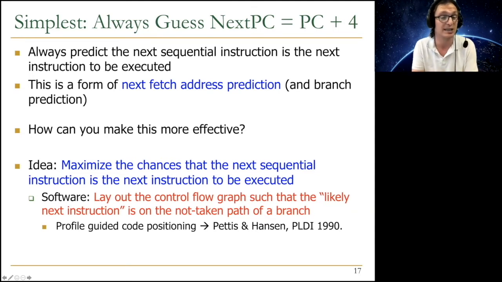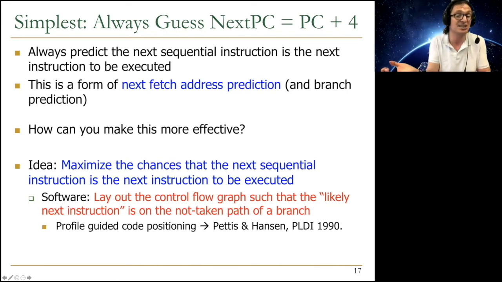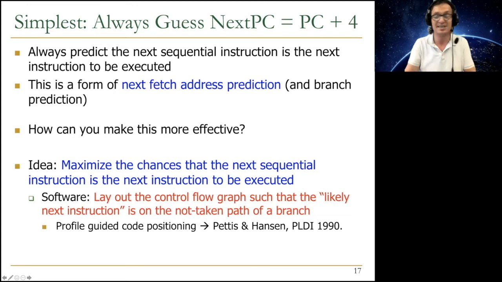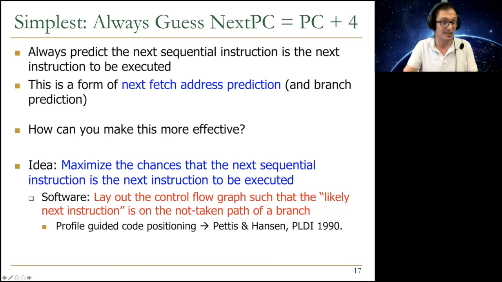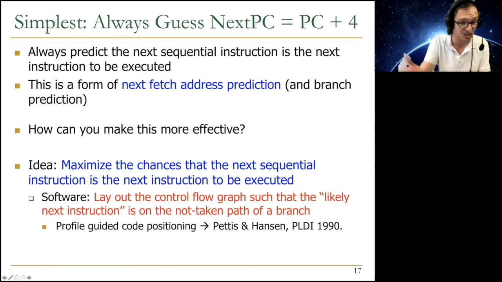Then you don't have a frequently executed path, right? You cannot maximize the chances that the next sequential instruction is the next instruction to be executed because both paths are well balanced, right? Okay, so keep this in mind. We may get back to this actually later on. But it's a powerful idea when branches are biased, and also a compiler can lay out the code and figure out the bias of the branches.